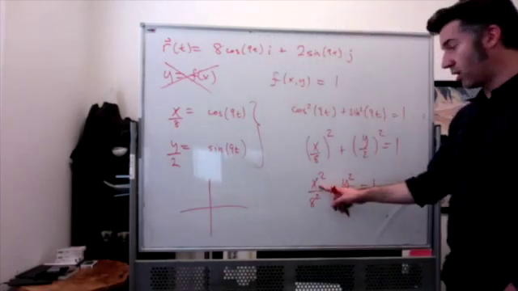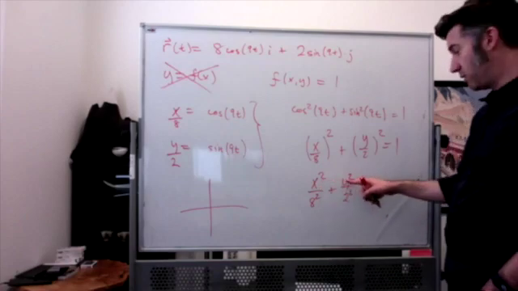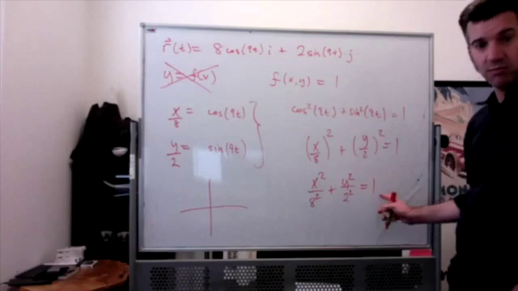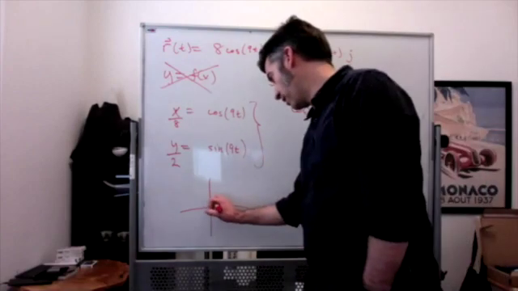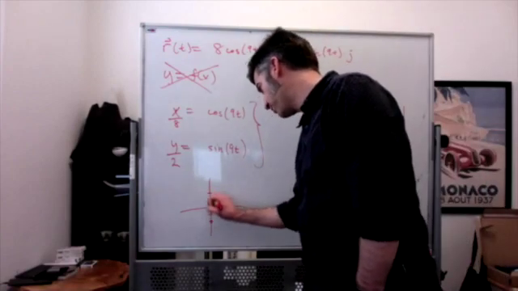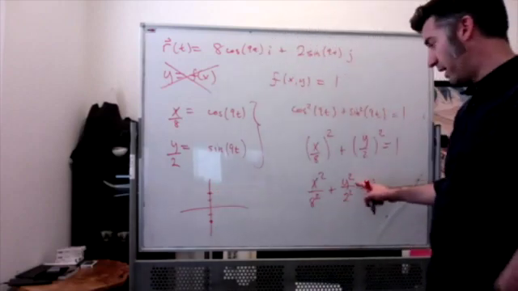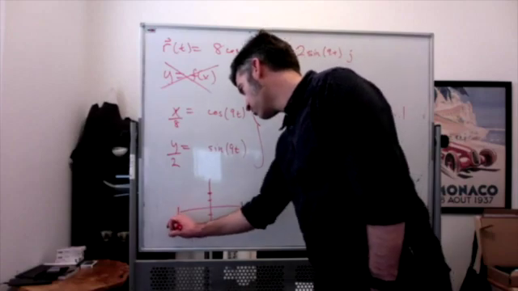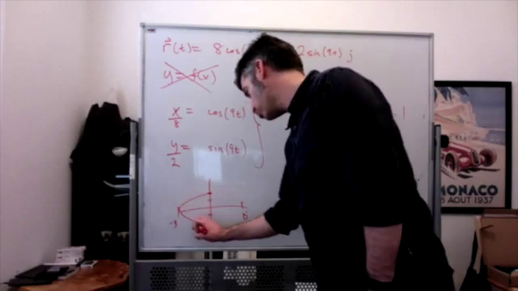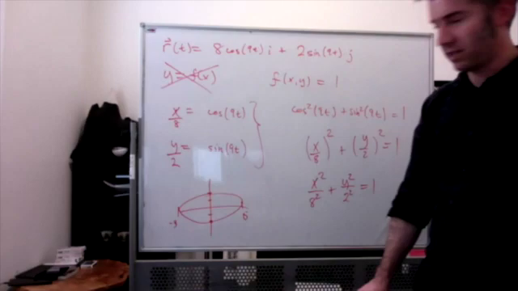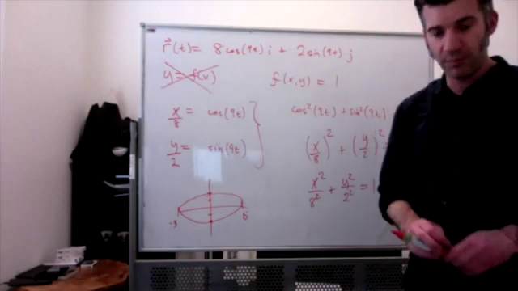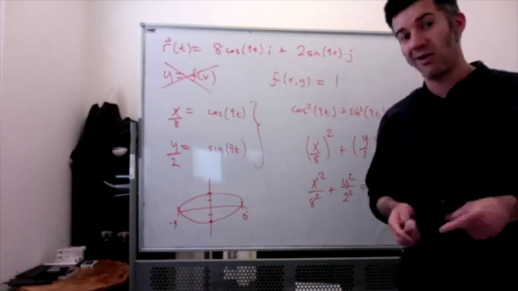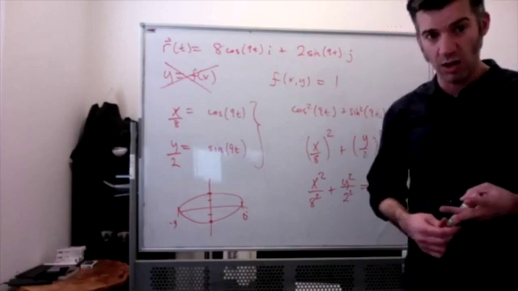If x is 0, y could be plus or minus 2, right? Because 0 plus 2 squared over 2 squared is 1. So if x is 0, y could be 2 or negative 2. And if y is 0, x could be 8 or negative 8. That's the worst ellipse I've ever drawn, but there you go. So when you see cosine and sine, you should be thinking, I know that cosine squared plus sine squared equals 1.